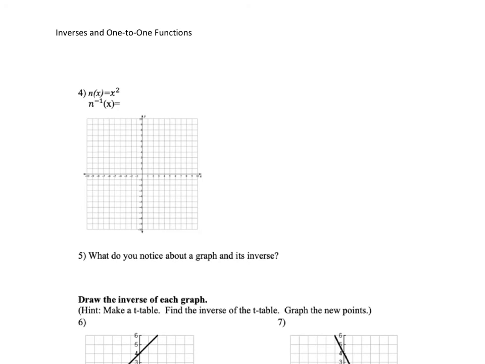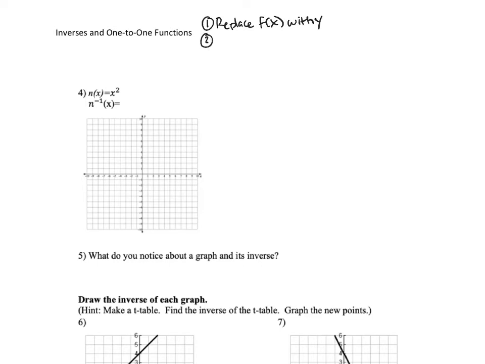Right here, where we're given n of x is equal to x squared, and it wants me to find n inverse of x. So the way we're going to do this with our equation is there are first 4 steps, and you can see these on the Canvas page if you'd like to write them down. But the first step is to replace f of x with y. In this case, it's n of x, just whatever your function is, replace that with y.